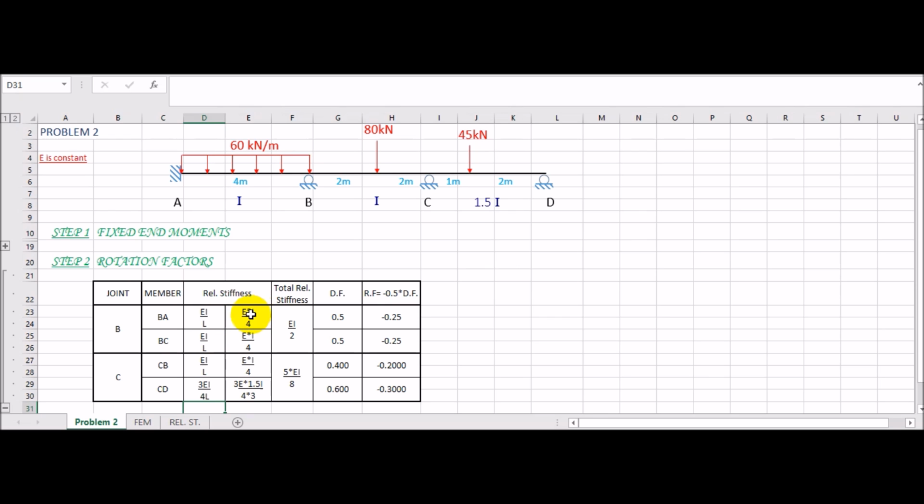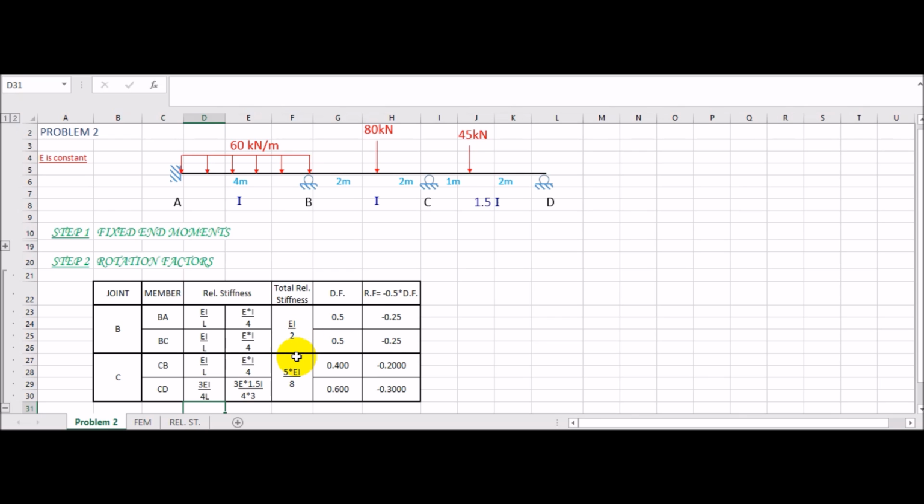EI by L, so I is not changing, so it is EI by 4. Again for BC it is EI by 4. For CB again it is EI by 4, and for CD it is 3 by 4 E into 1.5 I by L, where L is 3. Got it? So in this manner we have to find the relative stiffness. Now total relative stiffness. Total relative stiffness for joint B is the relative stiffness of member BA plus member BC. So if I add these two, I get my total relative stiffness for joint B, which is EI by 2.